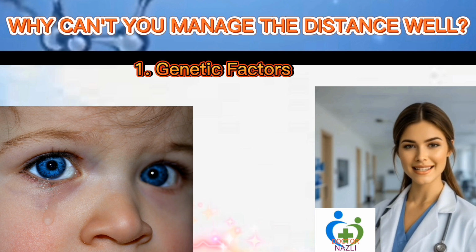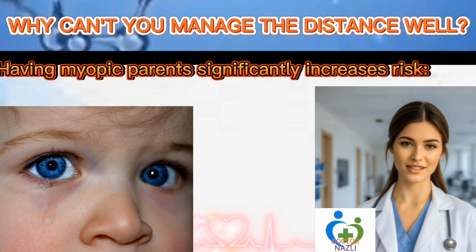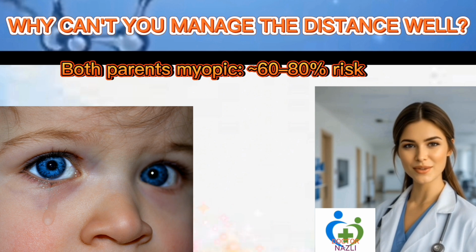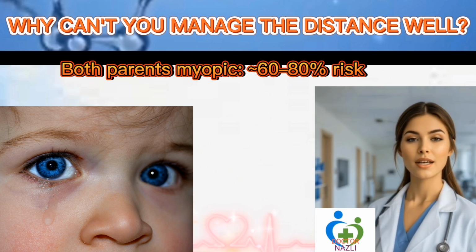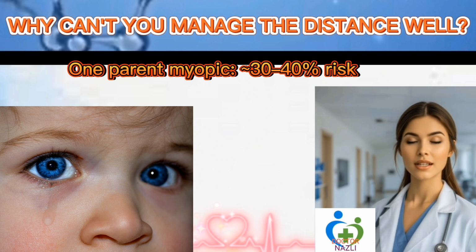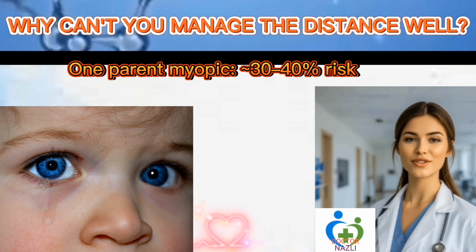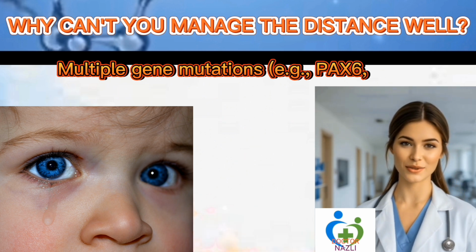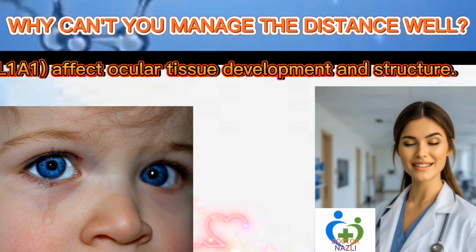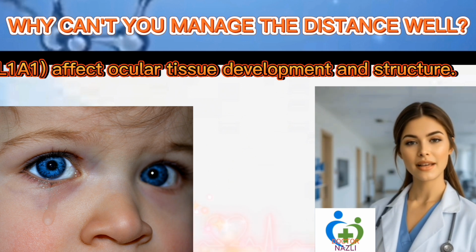1. Genetic factors. Having myopic parents significantly increases risk. Both parents myopic, approximately 60 to 80% risk. One parent myopic, approximately 30 to 40% risk. Multiple gene mutations, for example POX6, COL1A1, affect ocular tissue development and structure.